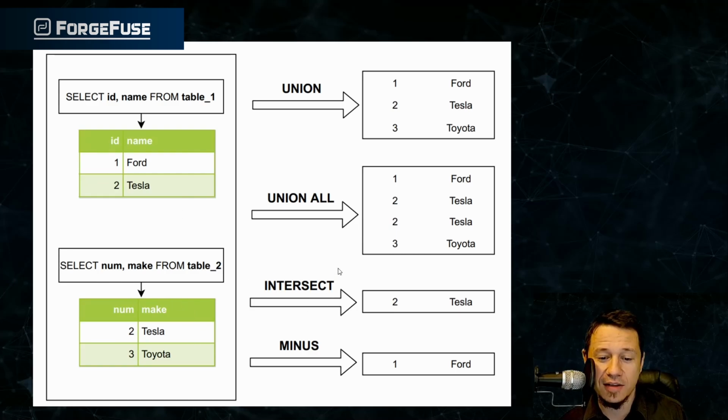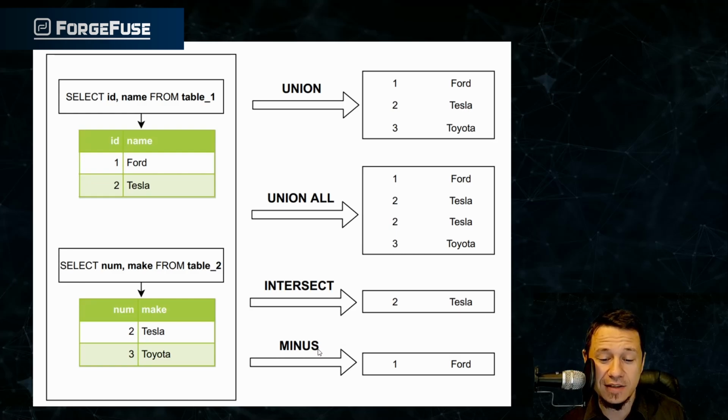The intersect set operator returns only the matched rows. So our intersect set operator has found that there is one identical row present in both of the tables, and it's looking at all of the columns. So 2 equals 2, and Tesla equals Tesla, and this is the output, as it returned only the matching rows.